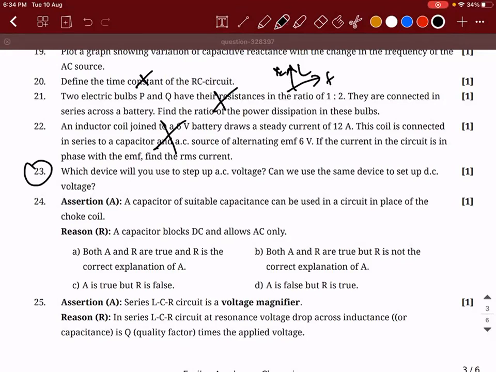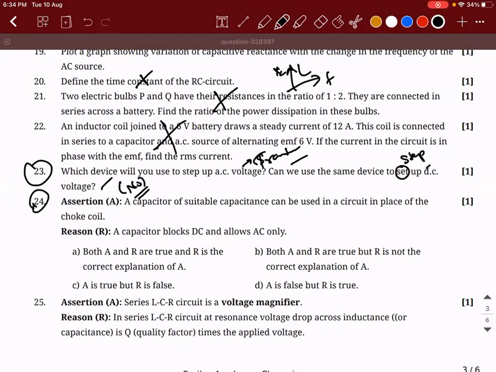Sir, I'm not sure. What is the answer? Which device will be used to step up the AC voltage? Transformer. Can we use the same device to step up DC voltage? Not set up, it is step up. The answer is, I told you while I explained this. No. Because you need a change in flux.